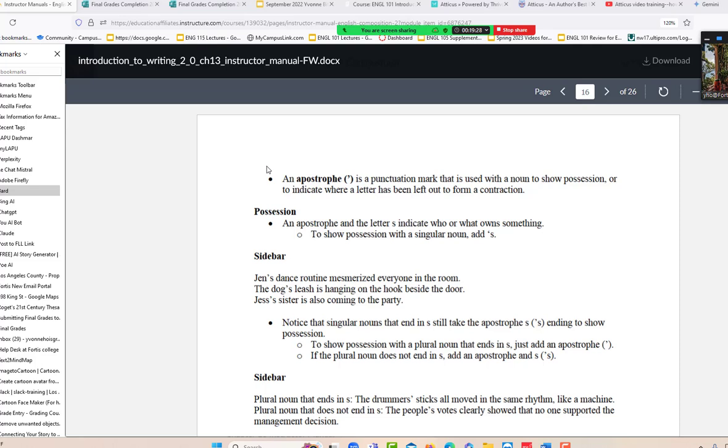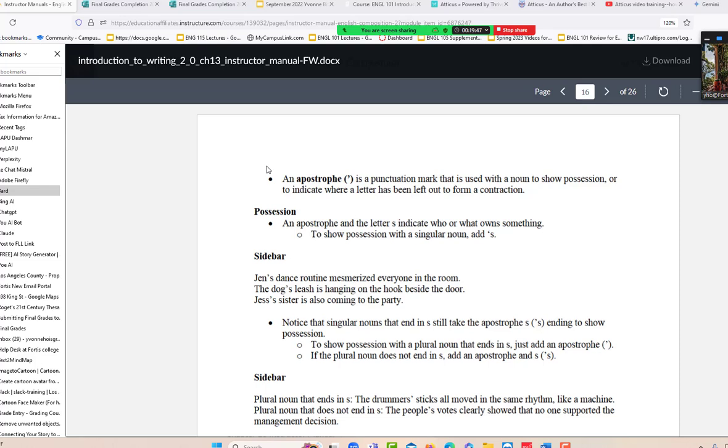Jen's dance routine mesmerized everyone in the room. The dog's leash is hanging on the hook beside the door. Jen's sister is also coming to the party. Notice that singular nouns that end in S still take the apostrophe S ending to show possession.